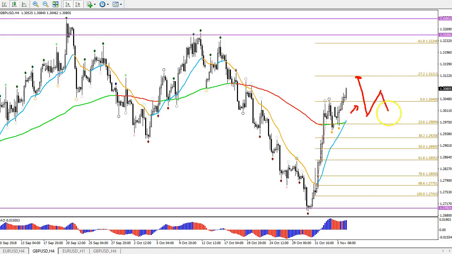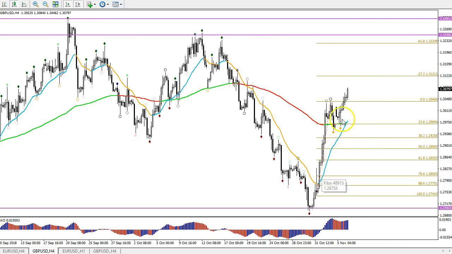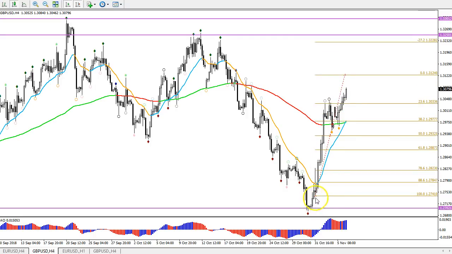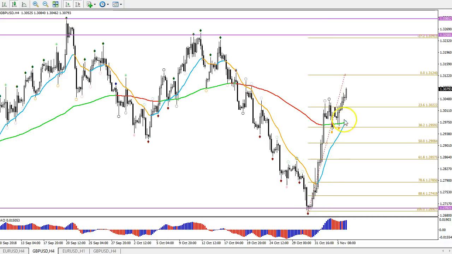Be on guard that that could be an ABC pattern, and it could be another leg to the downside like this, ABC. So avoid trading it to the upside here when you see strong downside, because that could be a wave B, it could be a trap, that could be risky to trade it to the upside despite this upside momentum.